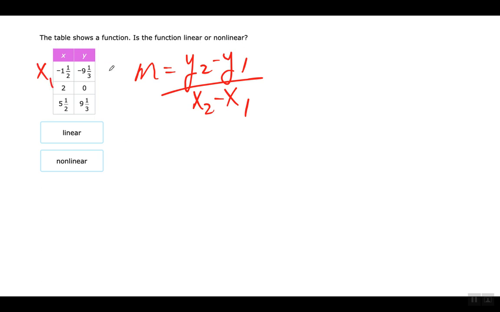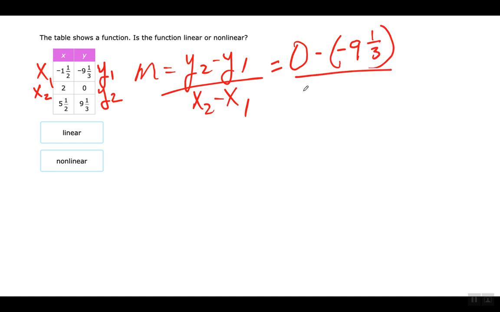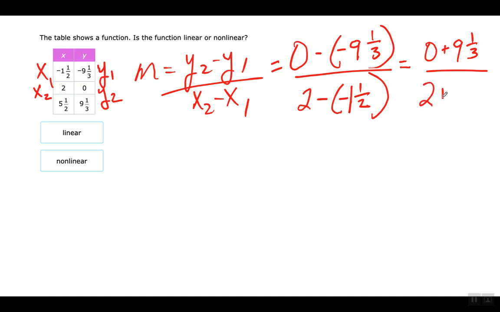All right, so let's make this one x1, y1, x2, y2. So on the top it's going to be 0 minus negative 9 and 1/3. On the bottom it's going to be 2 minus negative 1 and 1 half. All right, so the negatives become a positive. So on the top, you're going to get 9 1/3 over 3 1/2 on the bottom.